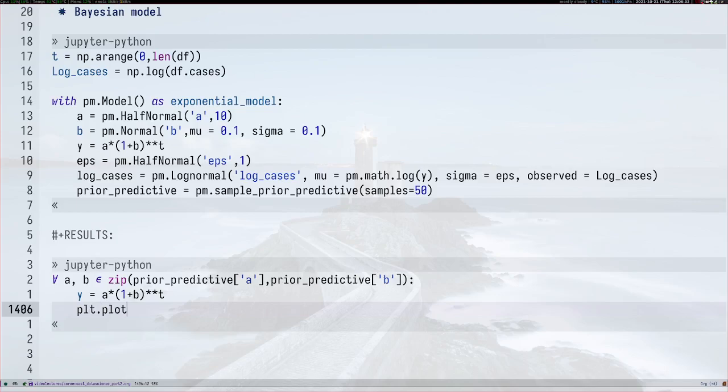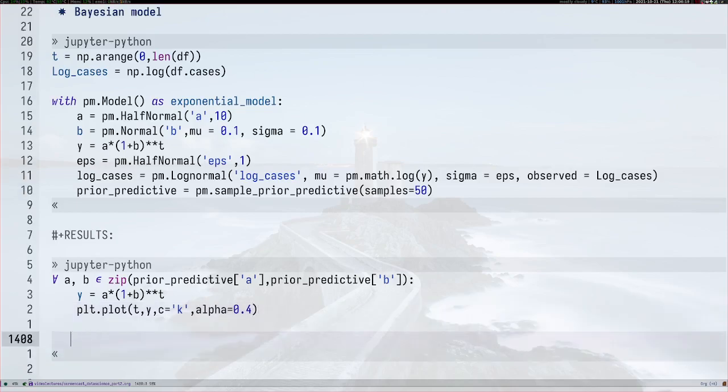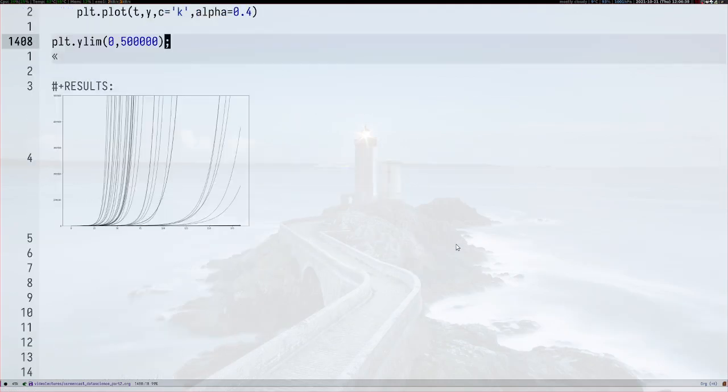So now we can plot this, plt.plot, T and Y. We're going to make these black with an alpha equal to 0.4. And then we're going to specify, because this is exponential, some of these really go off the chart, literally. So let's say this is 0 to 500,000. So let's see what this gives us.